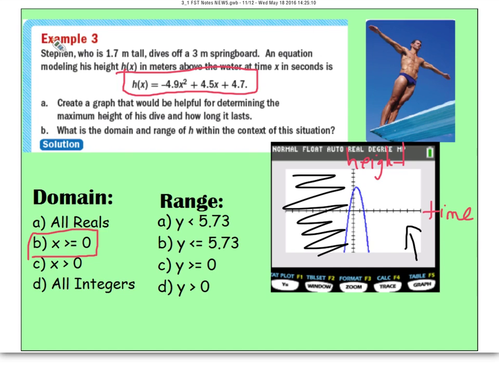Now the range on this one, I would have to technically use my calculator though, because I need to find this maximum height. So remember, I would do second, calculate maximum height, left bound, right bound to find it. Well, on this one, I will tell you when I did it, there was something for the x, but the y value came in at 5.73. So the range for this, does it include the height of 5.73 meters? Sure, that is the maximum. So the range is the y's less than or equal to 5.73, and that would be the appropriate answer for that.